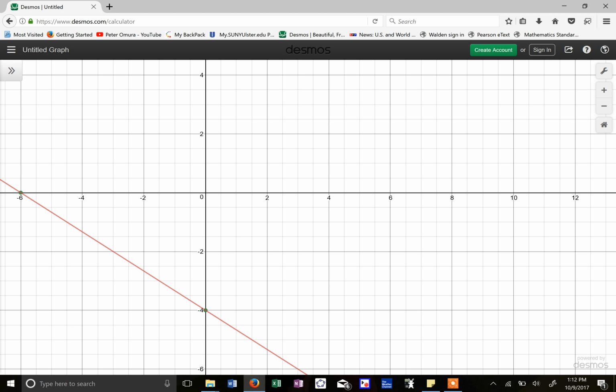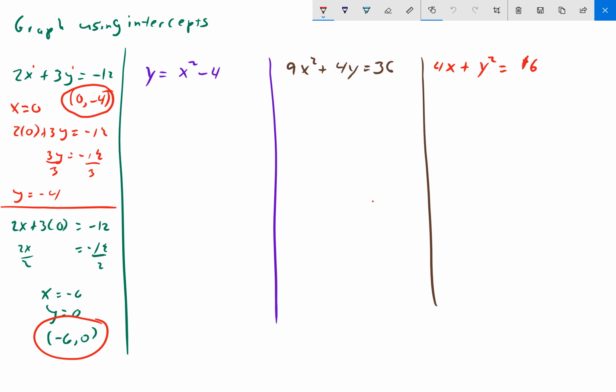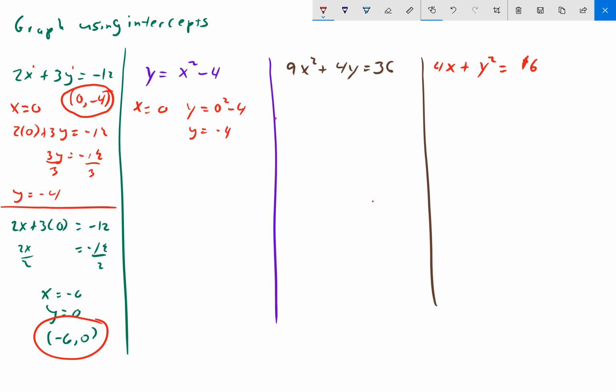So what I'm going to do now is take a look at another one. So let's go back here. I have y equals x squared minus 4. So what's going to happen when x equals 0? If x equals 0, I just end up with y equals 0 squared minus 4. We get y equals -4. So when x is 0, y equals -4.